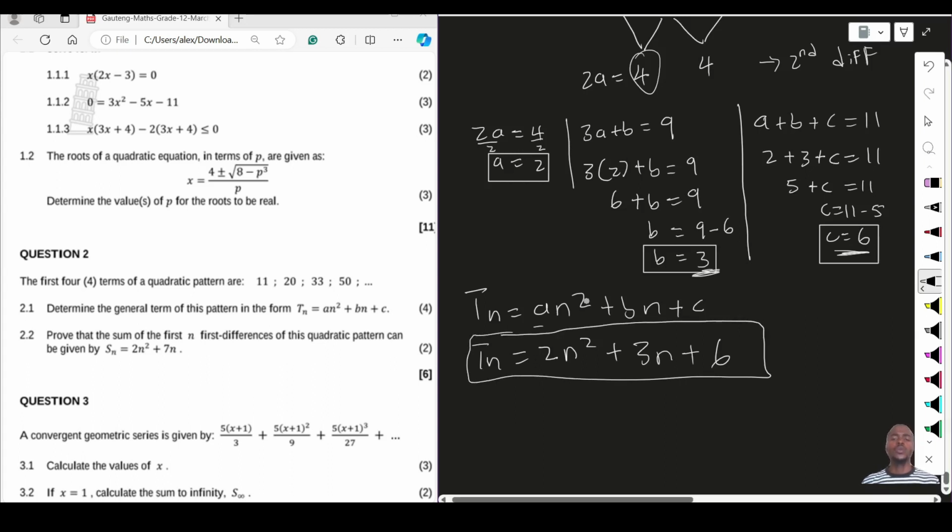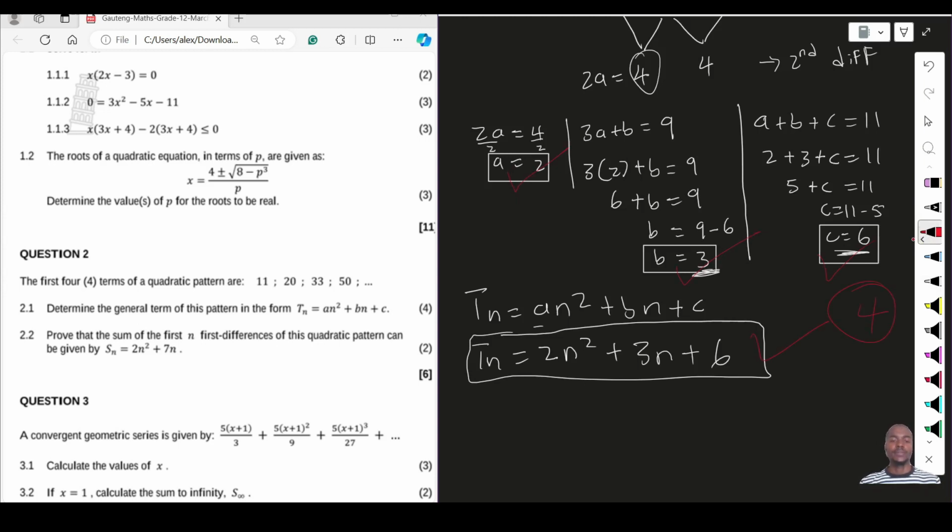Then how do we mark this one? We are going to mark the a, the b, the c, then the general term, then you get 4 marks. This is easy marks to get. So learn how to go about this one.